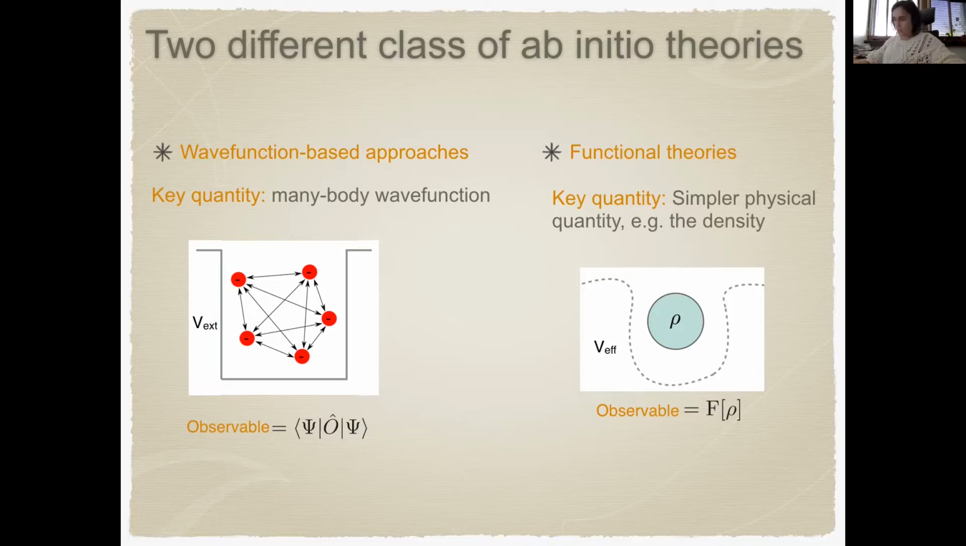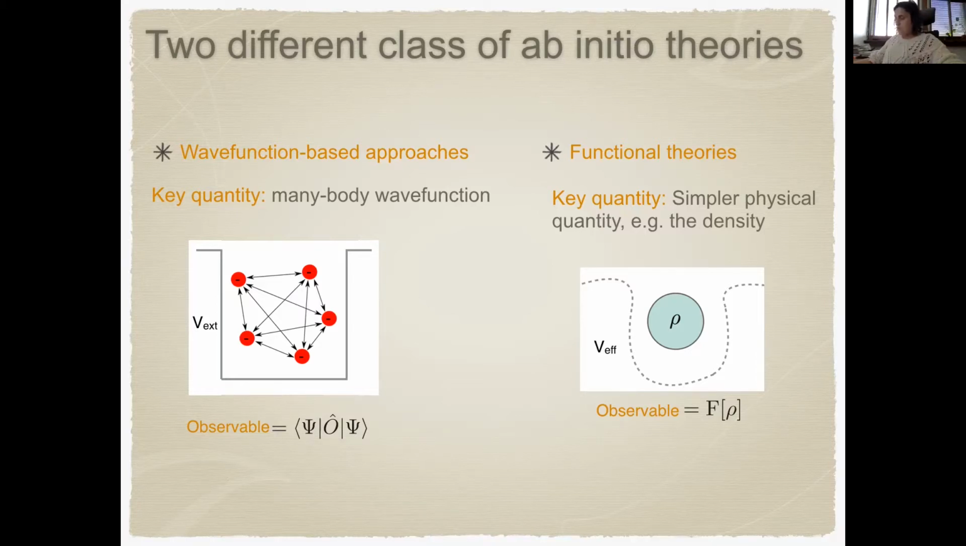And then there is another class of theories, which are the functional theories, in which one avoids the use of the many body wave function, which is anyway a complicated object, and looks rather at simpler physical quantities. An example is the density, moving in some effective potentials, and then in these theories the observables are obtained as functionals of this basic quantity of the problem.